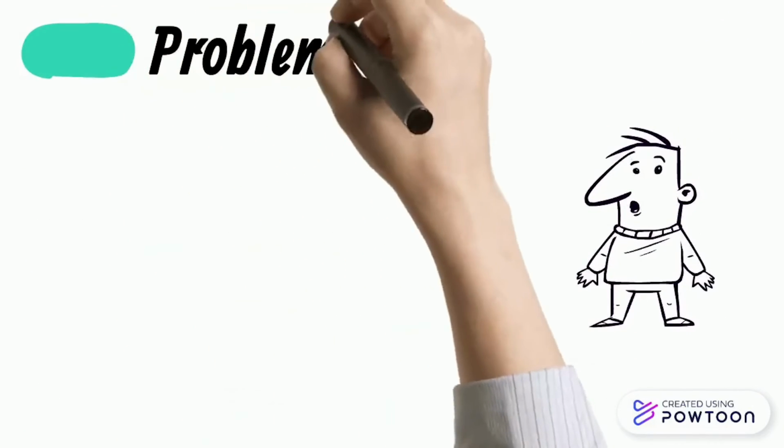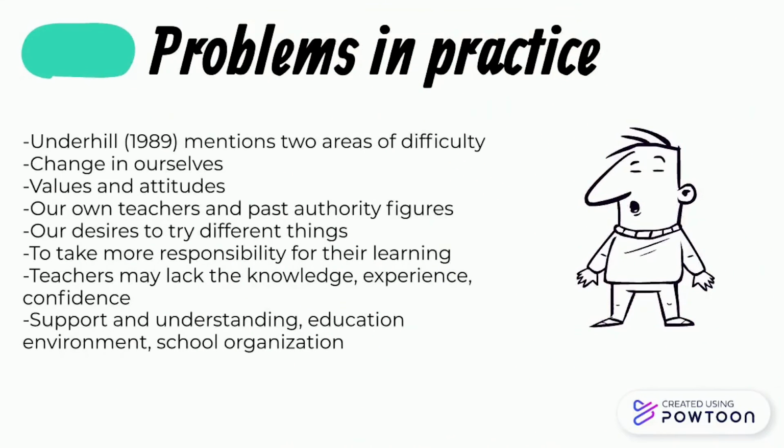Problems in practice. Underhill mentions two areas of difficulty that we may face in trying to put humanistic values into practice in the classroom. The first refers to the difficulty of managing change in ourselves, especially at the level of our values and attitudes, and how many will manifest them in our behavior in class. We are trapped in patterns of teaching, and these patterns may be deeply embedded in our training and in our experience with our own teachers and past authority figures.